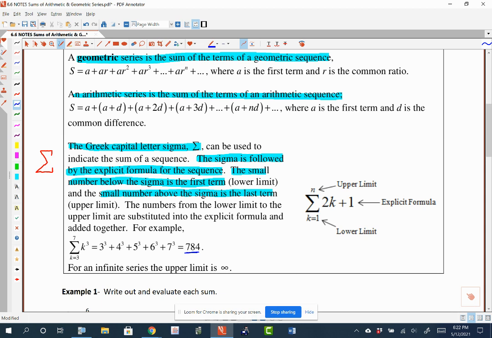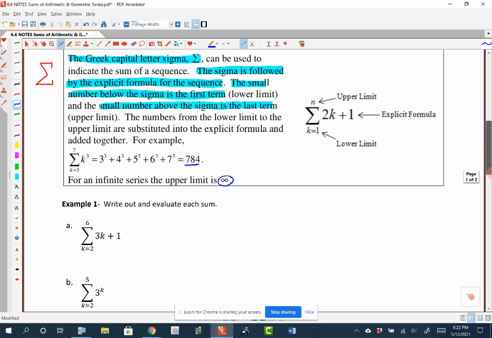If we were to have an infinite series, which we're not going to deal too much with this year, the upper limit would end up being infinity. So instead of having a 7 on top, we'd have an infinity symbol. So that's definitely something that's coming our way. So let's try a little bit ourselves.